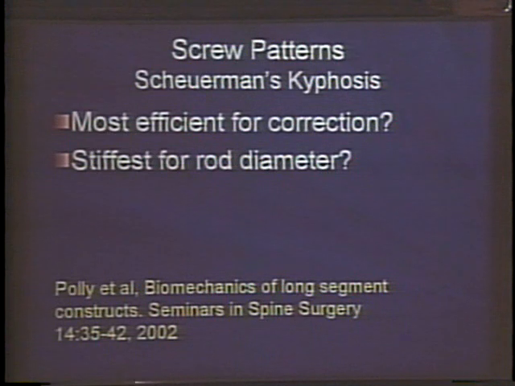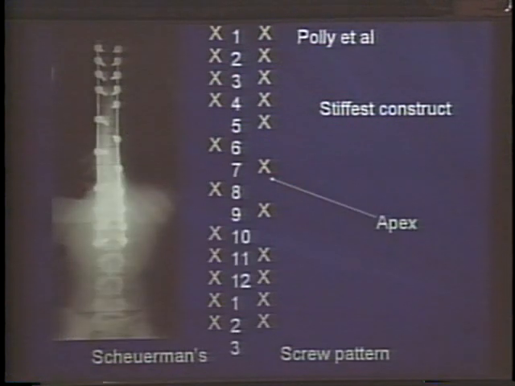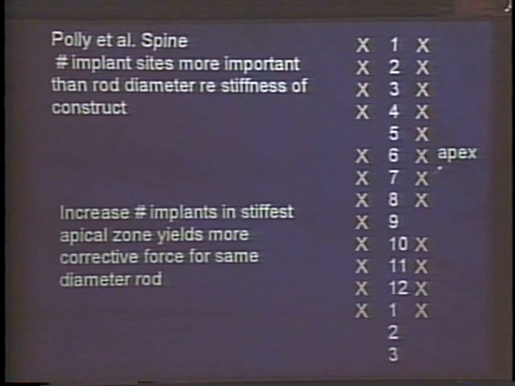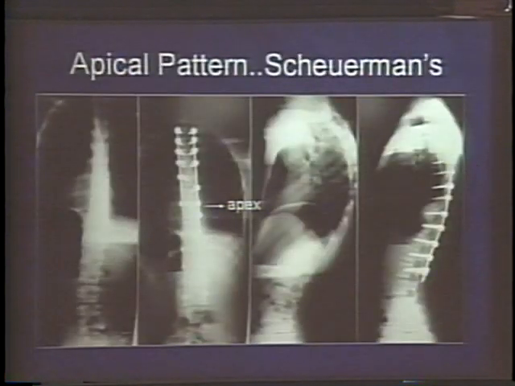The second question that arises is how many screws should you use? What's the most efficient pattern? David Polly of Washington, D.C. has a couple of mechanical studies on this. He initially recommended a pattern like this with skipping or not putting bilateral screws across the apical zone. And I think this was good in the laboratory, but it doesn't make any clinical sense. This is the most rigid area, and you need to have implants bilaterally across the most rigid area. So I think that the best screw pattern for Scheuermann's is segmental or bilateral screws at every level as shown here. And this is an example of the polyapical pattern.